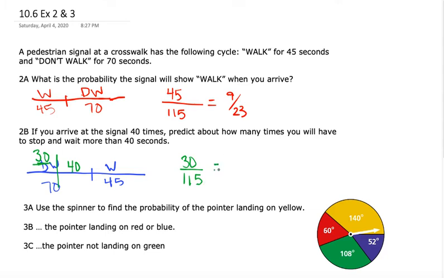And well, that happens to reduce to 6 over 23. But that's just for one time. And it says if you arrive at the signal 40 times, so all you need to do is multiply this by 40. When I do that, I think I get like 10.43, blah, blah. So it says about how many times will you have to stop and wait more than 40 seconds? Well, about 10 times would be your answer.